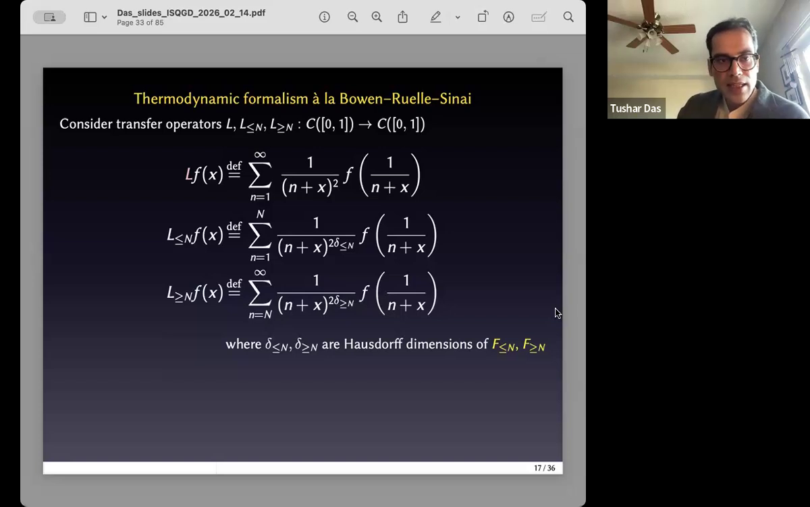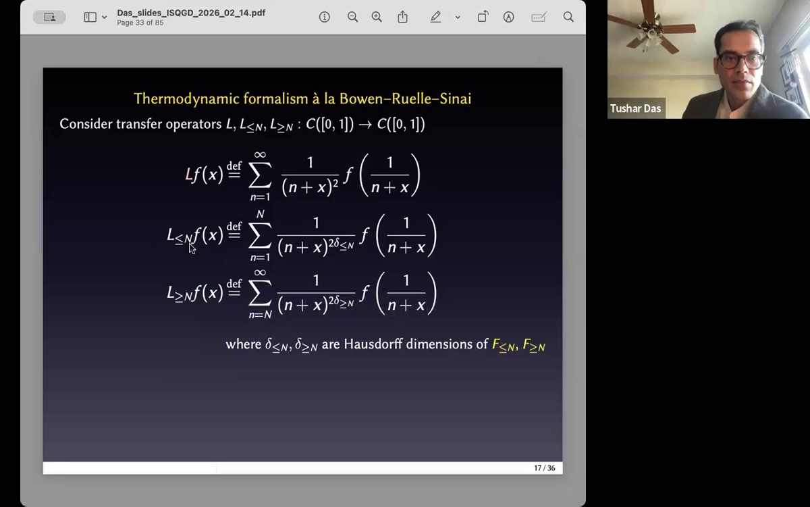So this now takes us to what's called the thermodynamic formalism, which was a group of methods inspired from statistical physics and imported into mathematics and dynamical systems in particular by Bowen, Ruelle, and Sinai. And so that Gauss map, which we started with, has an associated transfer operator, which we call L. And here's the form of this transfer operator. This is what it does.